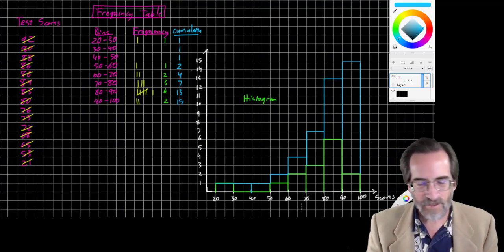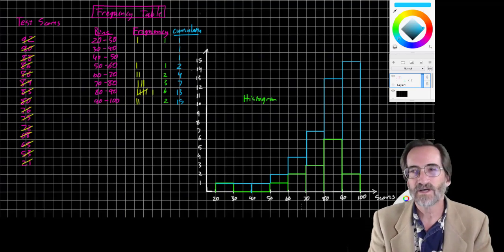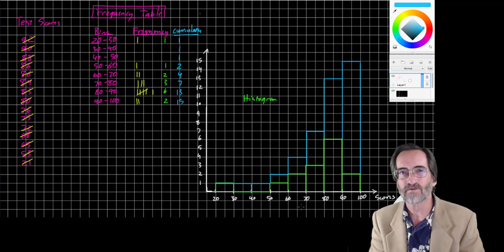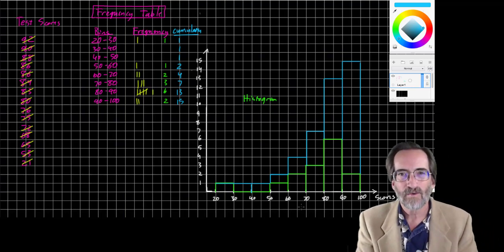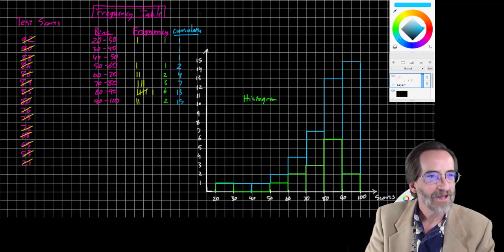And a good example, by the way, of this is the coronavirus statistics that have been kept. They use a cumulative frequency table when they're talking about total cases. So anyway, hopefully that helps.